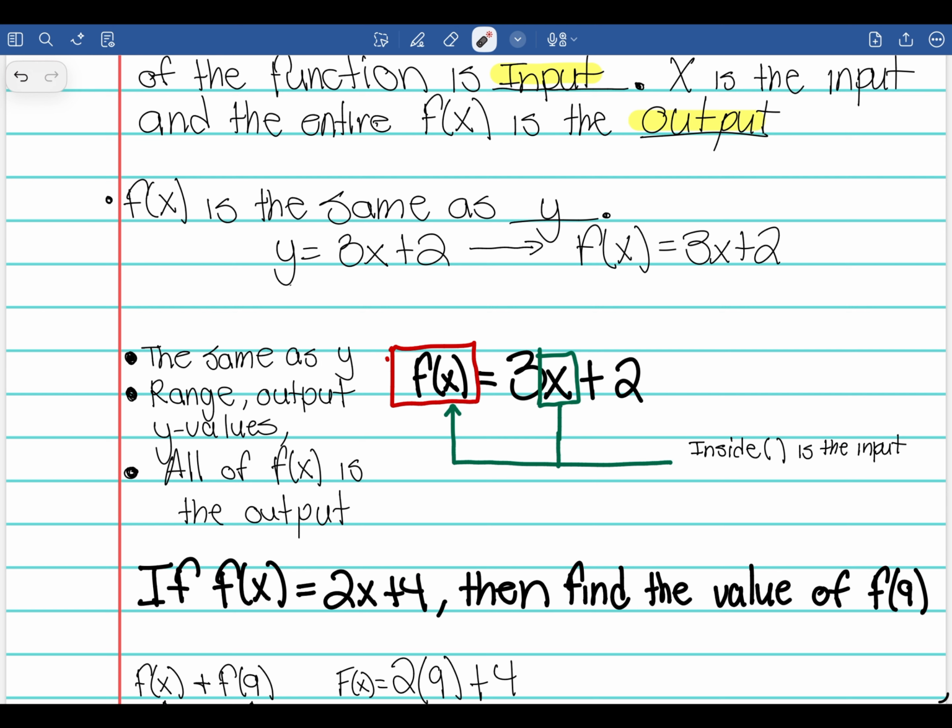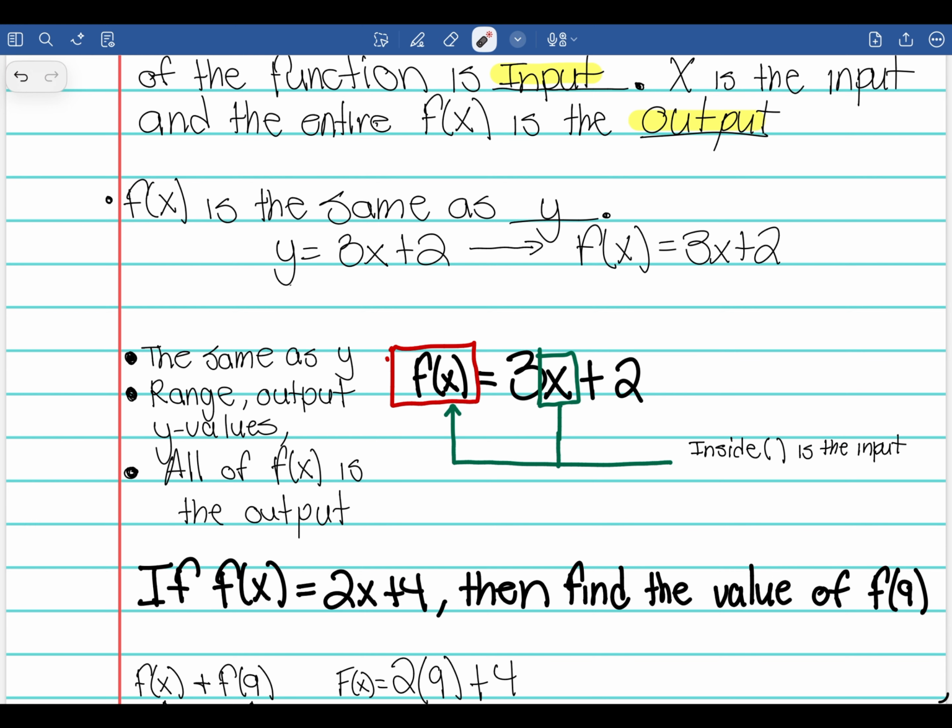Okay? Now, all of the f of x is an output. No matter what it is called, no matter what the other names are, all of f of x is the output. Okay? And then we're going to look at the actual x value, whether it be in the parenthesis or the x value that's in the equation. Now, whatever they put inside the parenthesis is the input. Okay? So if they drop a number 2 in there, that is the input. So I have to input 2 for every x that I have in my expression or equation.